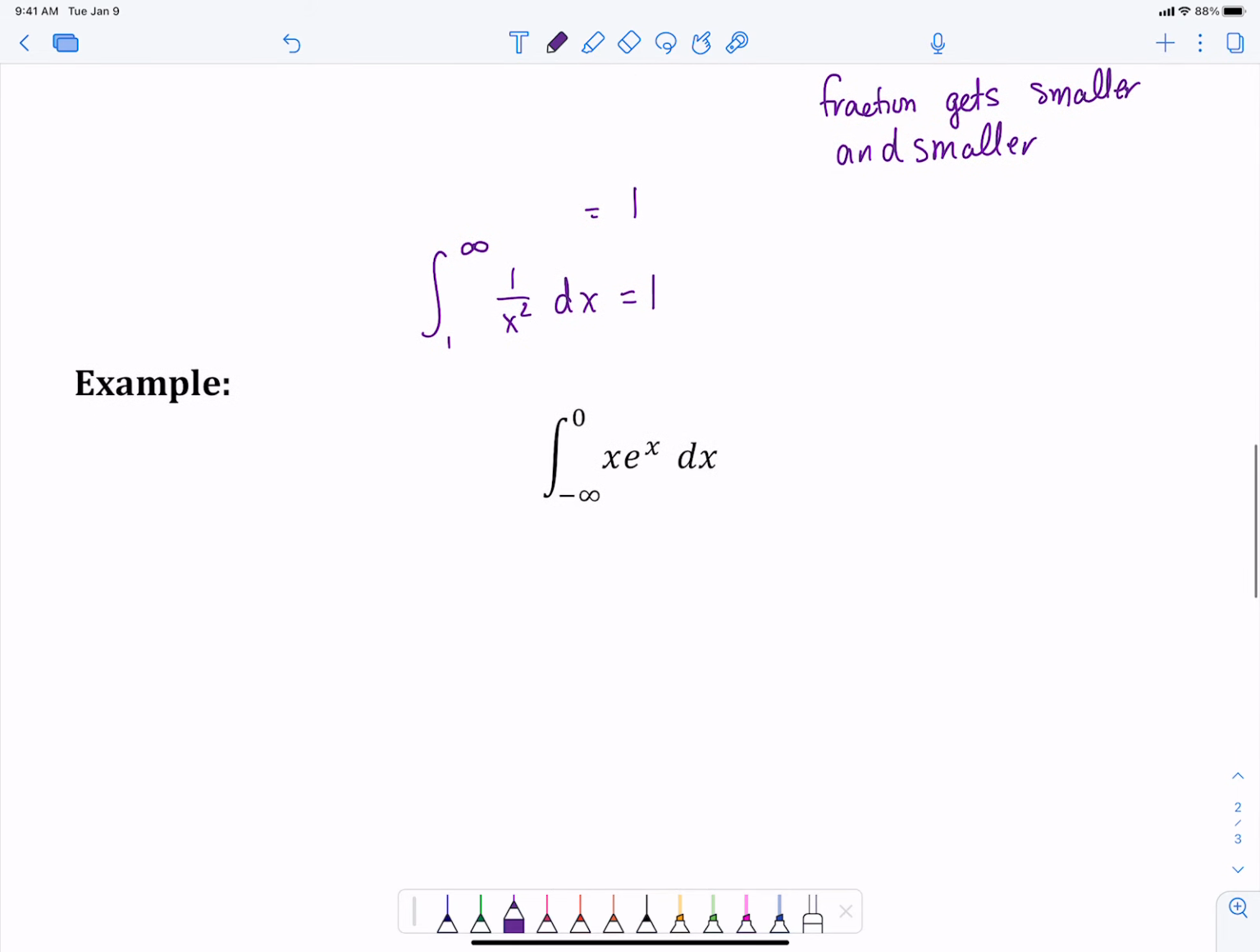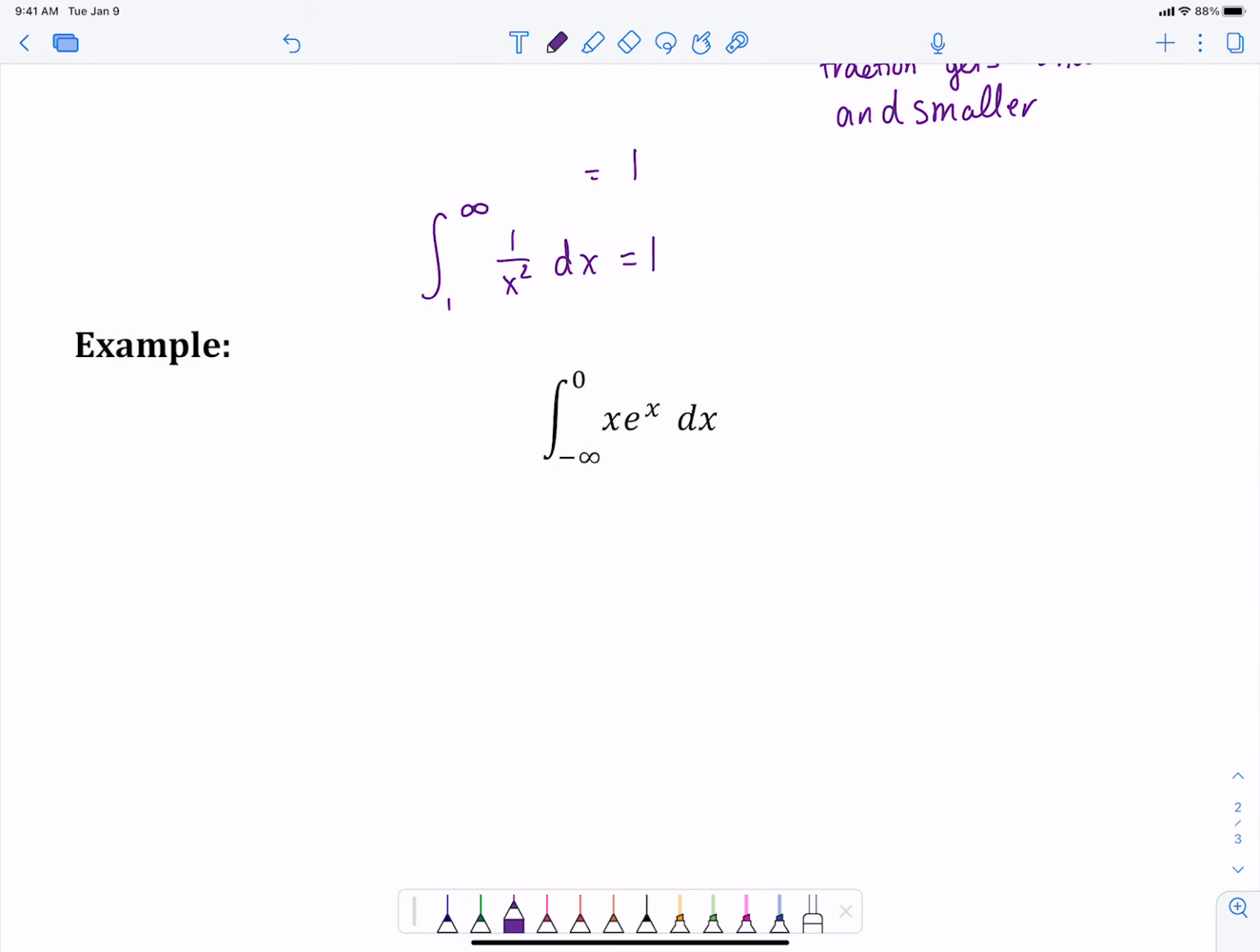So let's take a look at another example, similar but kind of the other way around, looking at the function x times e to the x, but instead of going from 0 to infinity, we're going to go from negative infinity to 0.